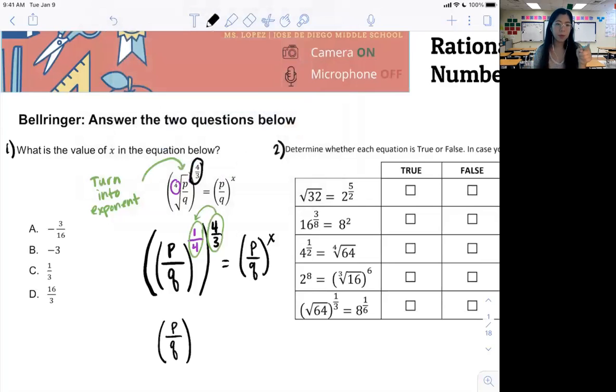So I'm doing 4 times 1 and then 3 times 4. Okay, 12. 4 times 3 is 12. Then 1 times 4 is 4. Perfect. So 4 over 12.